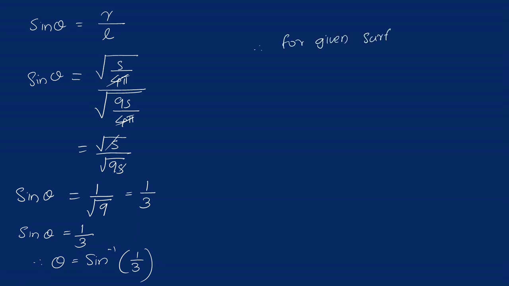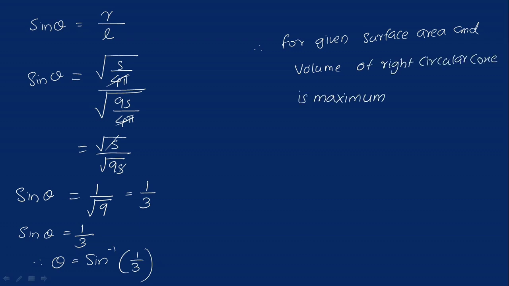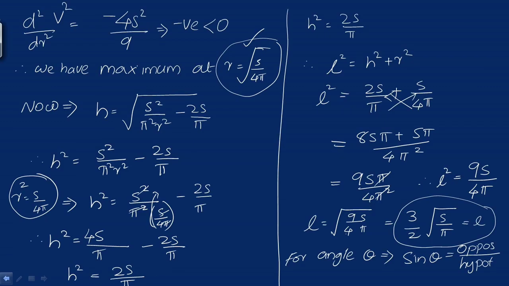So we have got sin θ is equal to 1 by 3, or θ is equal to sin inverse 1 by 3. So for a given surface area, the volume of a right circular cone is maximum when the semi-vertical angle θ is equal to sin inverse 1 by 3. Hence proved.